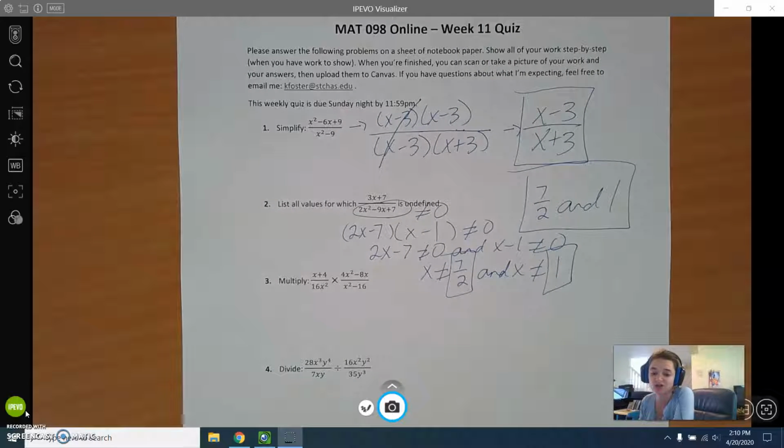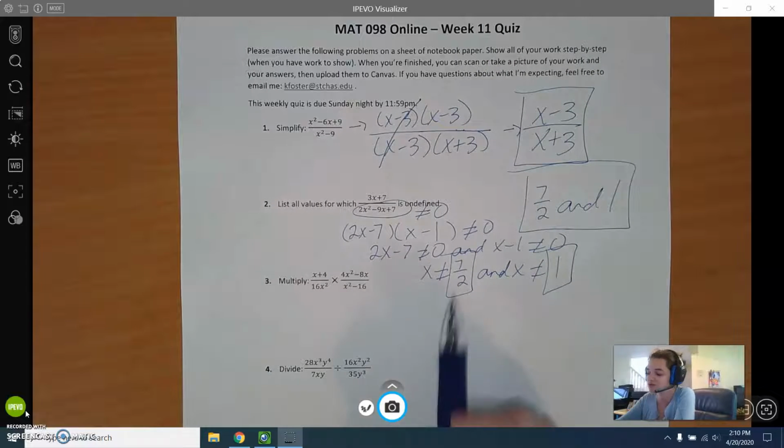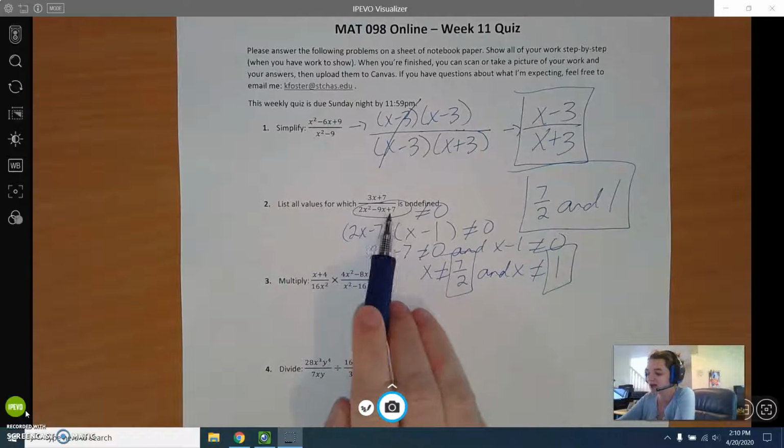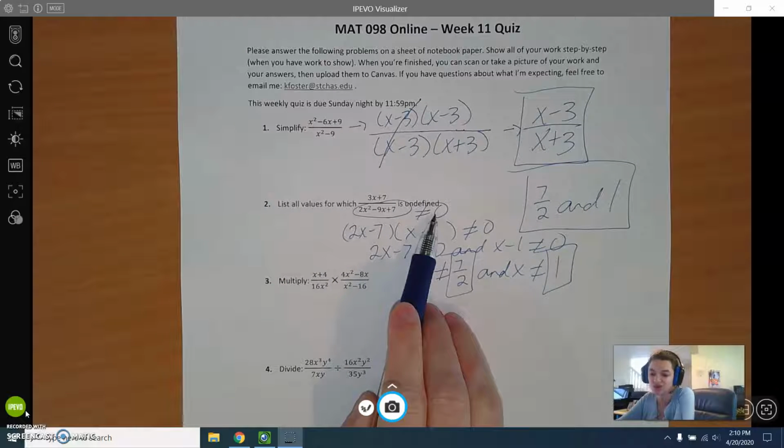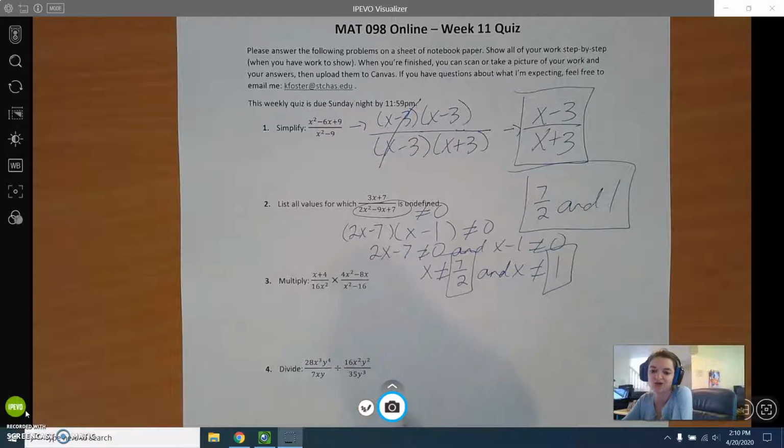So in general, what you're doing to find undefined values is you're saying that the denominator can't equal 0 and solving. So it's setting it equal to 0 and solving for those values, because we can't divide by 0.